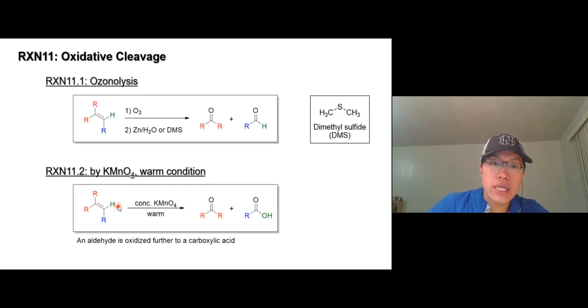In this case, if you see an aldehyde, like right here, so if you cut this bond right here, you get an aldehyde. For potassium permanganate under elevated temperature, the aldehyde will be further oxidized to carboxylic acid. We'll talk about the oxidation of aldehyde to carboxylic acid later in the alcohol chapter. This one is just an introduction to you. Anyway, I'm going to show you a little bit. Right now you don't really see anything yet.